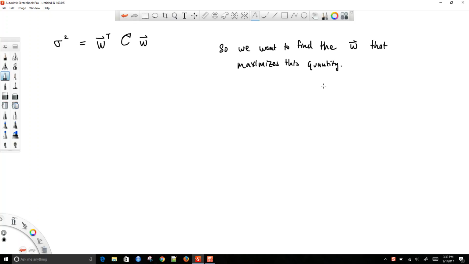Okay, and so this can be done using a Lagrangian term, because we have a constraint. We want to find the W that maximizes the quantity, but we have the constraint that the length of the vector has to be 1, right? Otherwise, we would just alter the size of W. So to maximize with a constraint, we can use Lagrange multipliers, right?